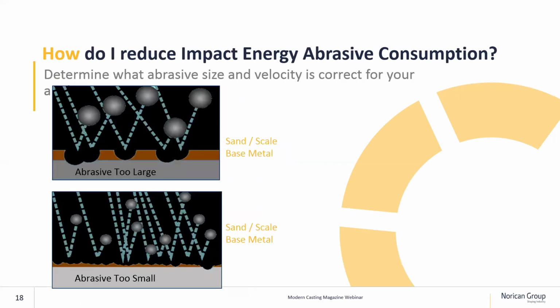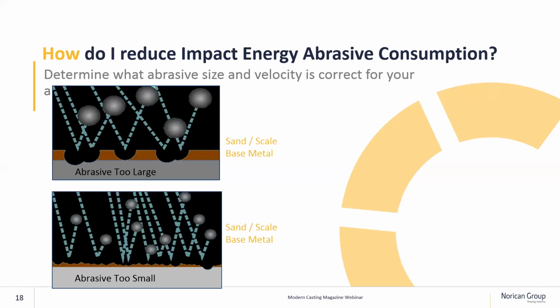Okay, so how can I reduce any of this impact energy consumption? When we were talking about the impact energy, I touched on it a little bit already. The first key is to determine what abrasive size and velocity is correct for your application. From what I've shown pictorially, if you have too many big BBs, and we're just trying to break off that brown scale, sand residue, whatever it is, our abrasive is so big and our velocity is so high that we're going to start to do some damage to the base metal.